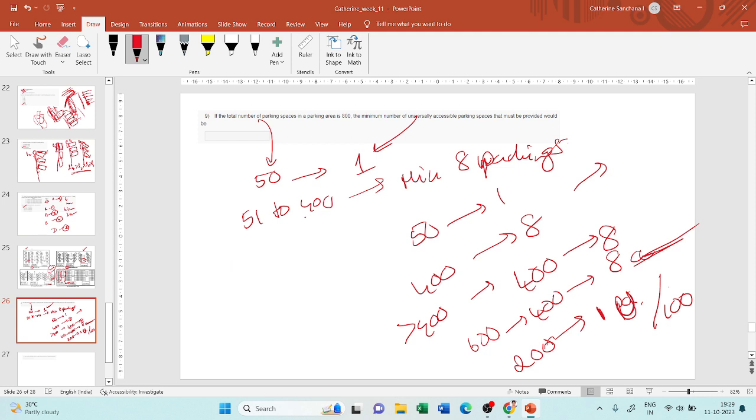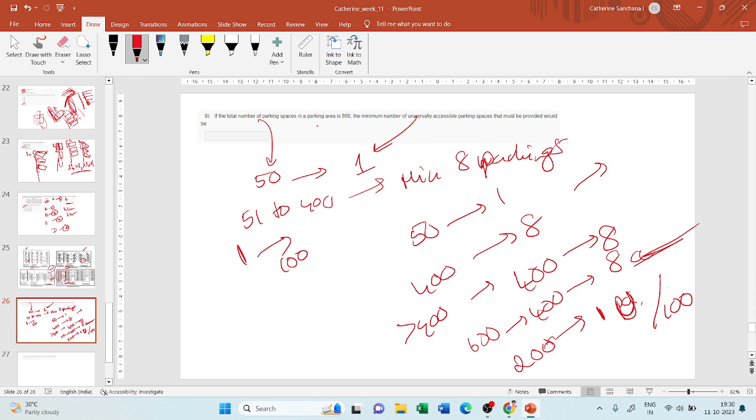So for 50 it is 1. If the total parking space is from 51 to 400, then for each 50 parking spaces you will provide one universally accessible parking space. And if it is more than 400, up to 400 parking spaces you will provide one universally accessible parking space for every 50 normal parking spaces. And for the rest, you will provide one universally accessible parking space for 100 normal parking spaces.